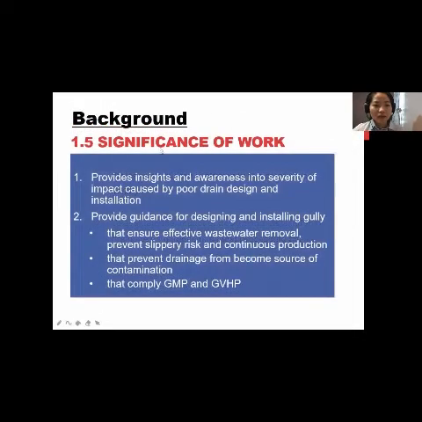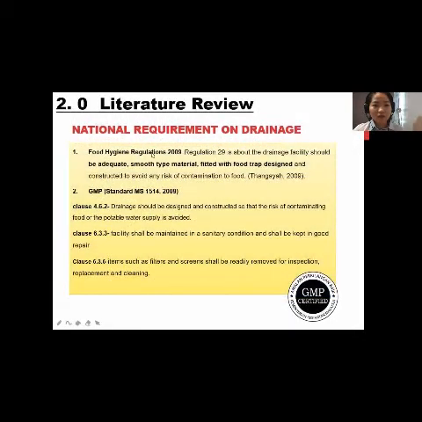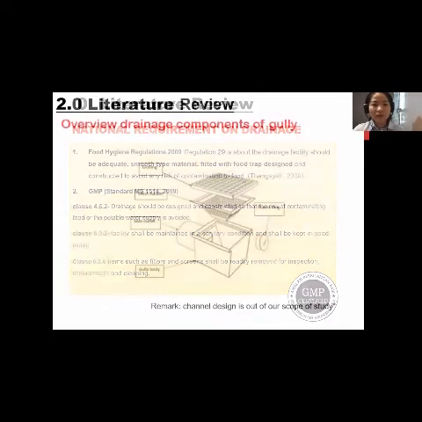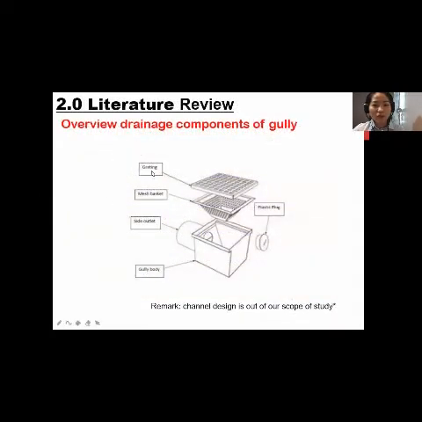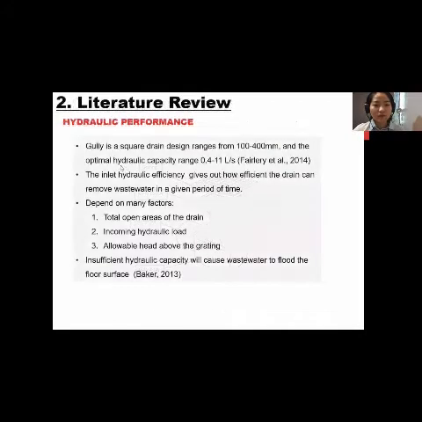And after that, I need to propose a design and installation checklist for floor drain in wet area for meat processing. This is my significance: the Food Hygiene Regulation 2009 also states that the drain should be made of adequate smooth material and fitted with a food tray. An appropriate gully should have a grating and a mesh basket to capture the solid objects, contained inside the gully body and connected to the piping outlet. The gully is a square drain design ranging from 100 to 400 mm, and the hydraulic capacity ranges from 0.4 until 11 liters per second.